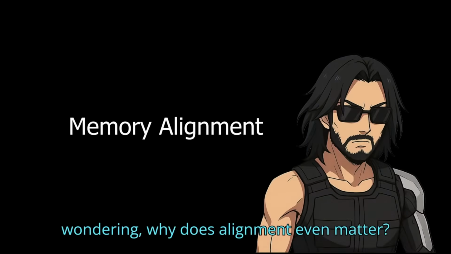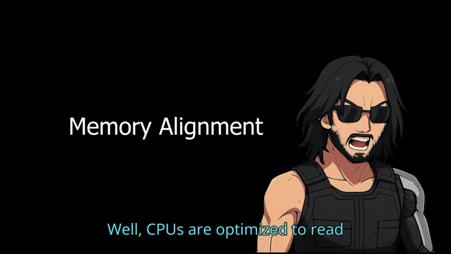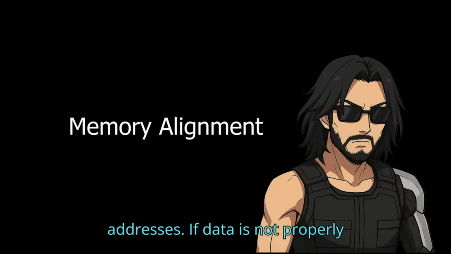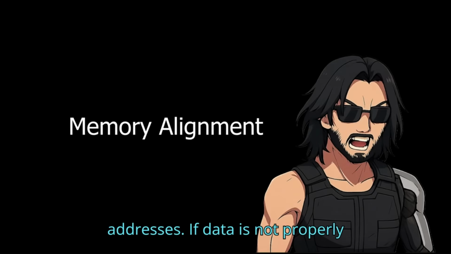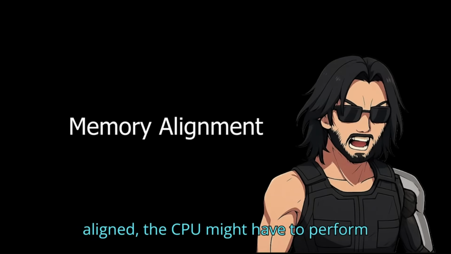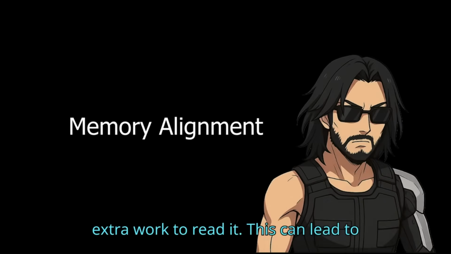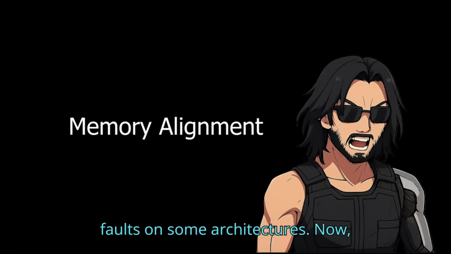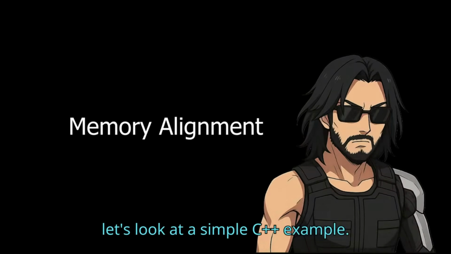You might be wondering, why does alignment even matter? Well, CPUs are optimized to read and write data from memory at specific addresses. If data is not properly aligned, the CPU might have to perform extra work to read it. This can lead to slower performance and even hardware faults on some architectures. Now, let's look at a simple C++ example.